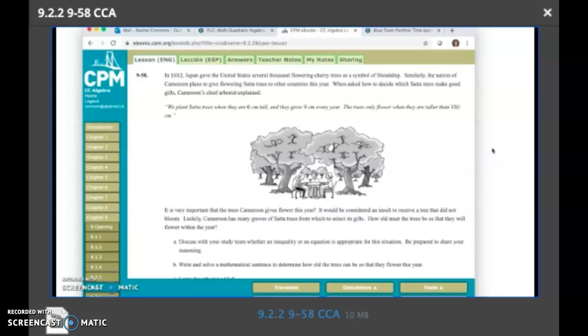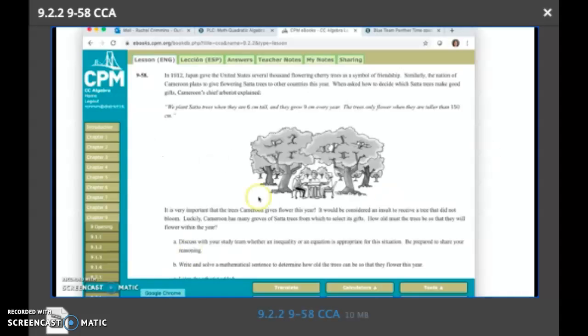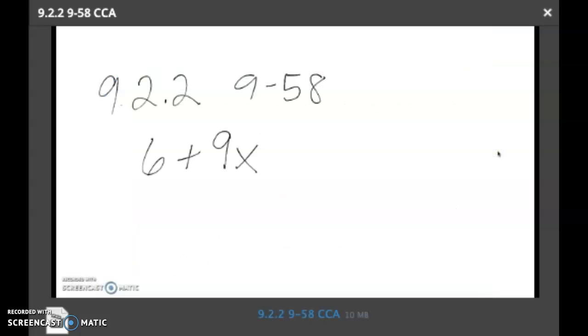So I'm going to go ahead and write down what I know. I know they start out at 6 centimeters and every year they grow 9 centimeters. So I'm going to use x for my year. And then I also know that the trees only flower when they are taller than 150 centimeters. So it's not when they equal 150 centimeters, it's when they are more than 150 centimeters. That's how I know I'm writing an inequality. So I know that I'm going to have 6 plus 9x greater than 150.